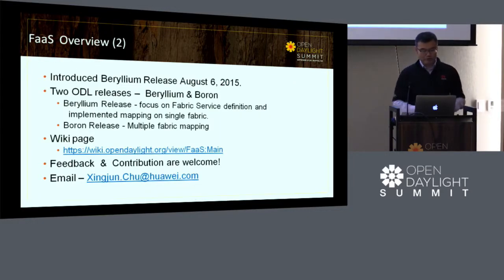So that just gives you an overview of the first project we introduced in the Big release. In the first release, we really focused on one fabric and the service definition. For the bottom release, right now we support multi-fabric mapping. So basically you can define, using either the Neutron logical network model or GBP, and we can map that into a multi-fabric topology. I'm going to run a demo because I have a very tight schedule, so I'm just going to run a video.